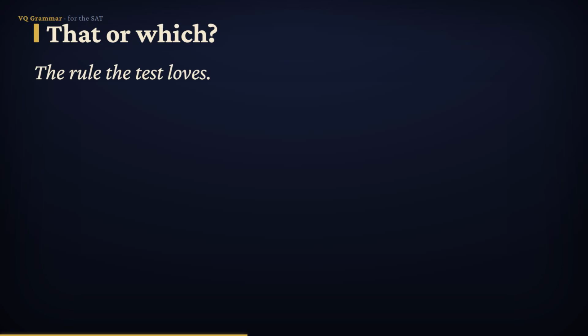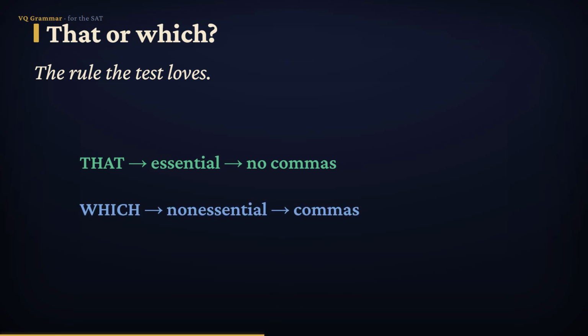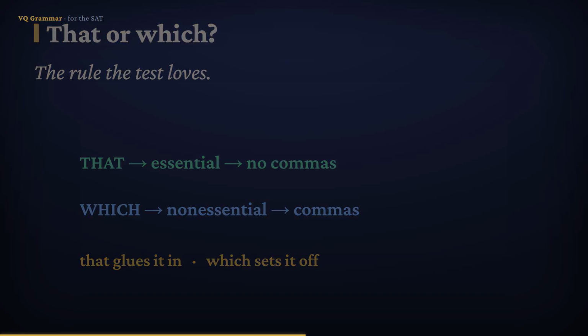Here's the rule the SAT tests constantly. That versus which. Use that for an essential clause with no commas. Use which for a non-essential clause, set off with commas. And here's the quick test. Try removing the clause. If the meaning changes, the clause is essential, so use that and no commas. If the sentence is still complete and clear, the clause is non-essential, so use which with commas. Simply put, that glues the information in, which sets it off as extra.